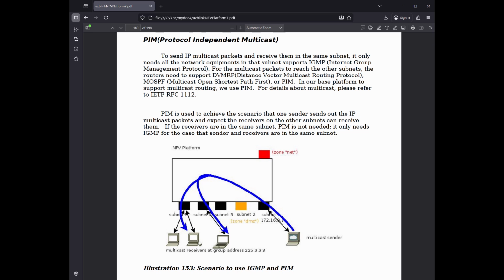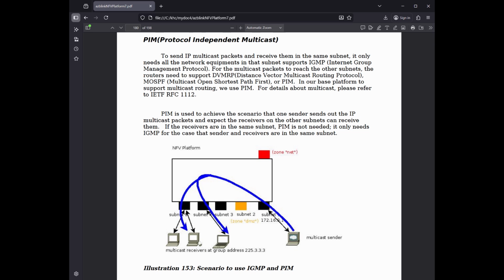For details about multicast, please refer to IETF RFC 1112. PIM is used to achieve the scenario that one sender sends out the IP multicast packets and expects the receivers on the other subnets can receive them. If the receivers are in the same subnet, PIM is not needed, it only needs IGMP for the case that sender and receivers are in the same subnet.